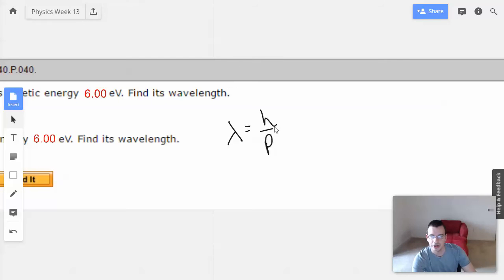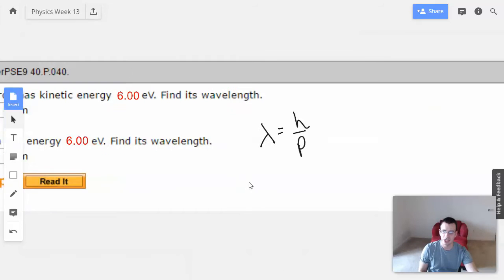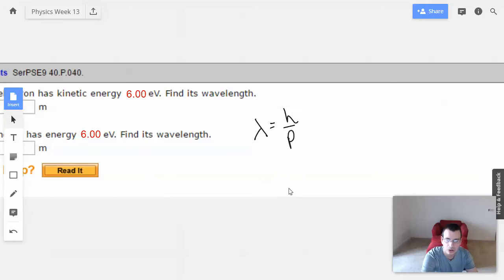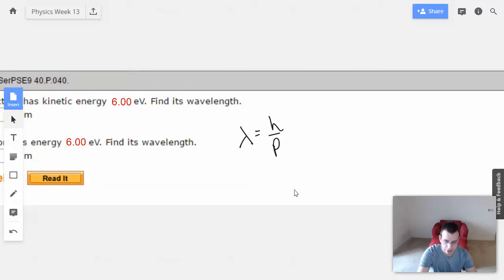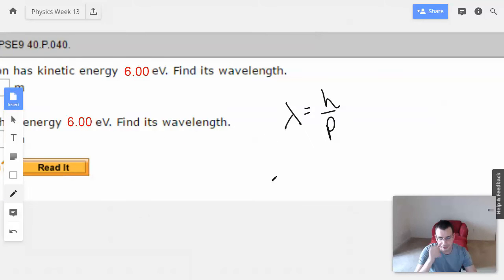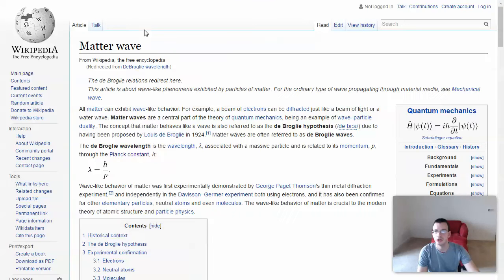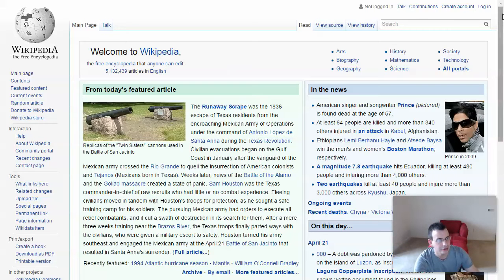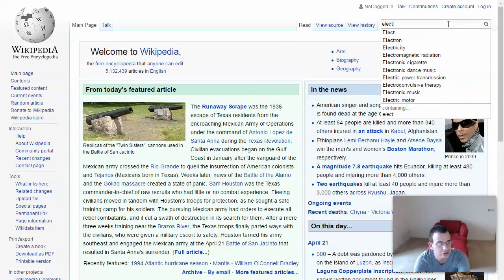So this is the equation. We have Planck's constant over momentum, but they gave us energy. We're supposed to do it in meters, so the first thing I'm going to do is take 6 electron volts and change that over to joules. A matter wave, ooh, this is so cool, is a central part of quantum mechanics, wave-particle duality. Nice.